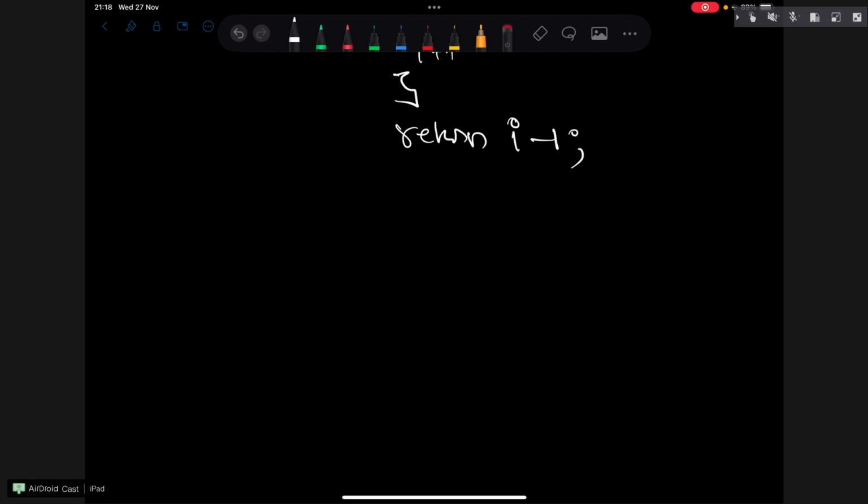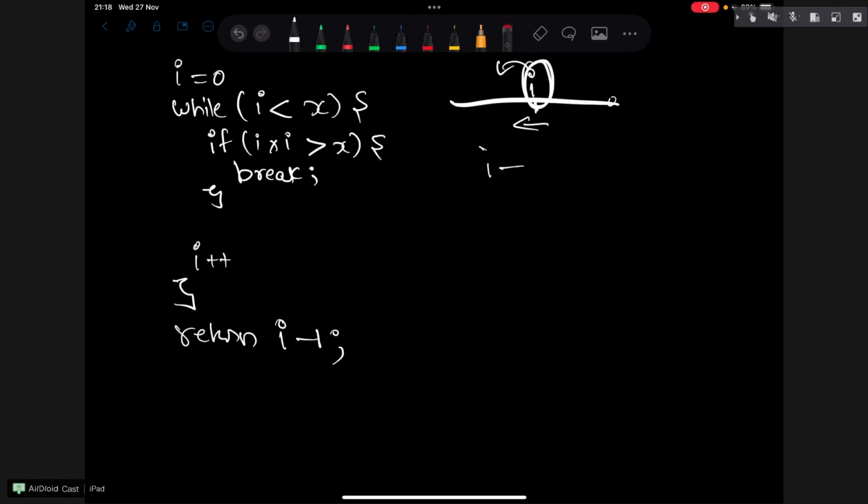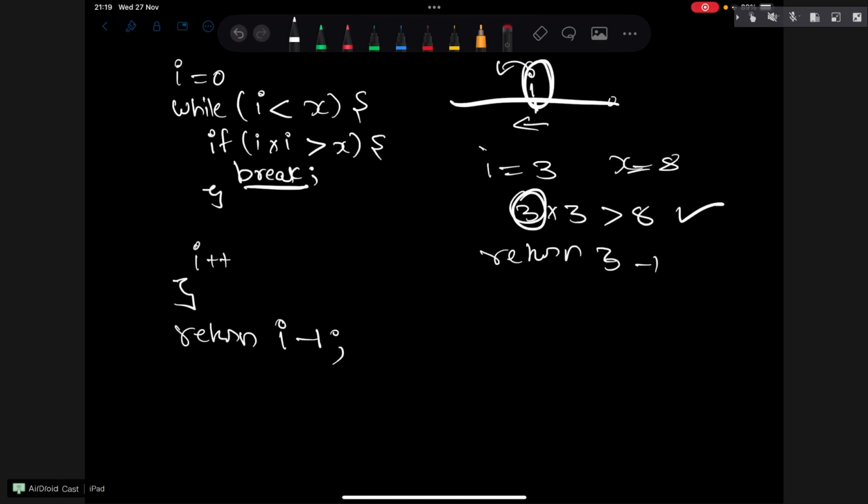Since if I take i as 3 and x as 8, it checks whether 3 into 3 is greater than 8. Yes, it is, and then it will break out of the loop. But 3 can never be our answer, remember? So we are going to return 2, that is 3 minus 1, as the answer in that scenario. Okay, so let's just go to the coding part of it now.